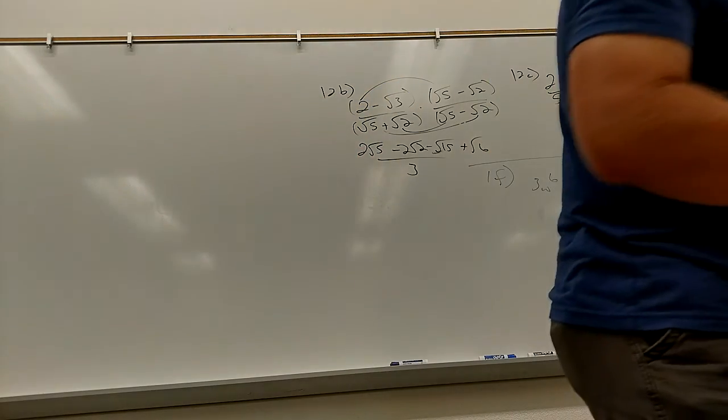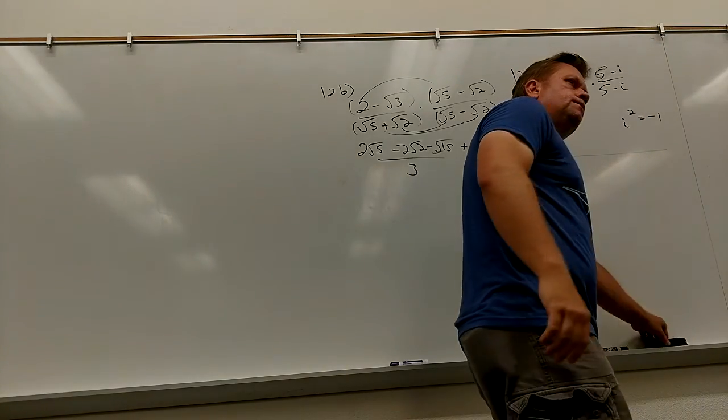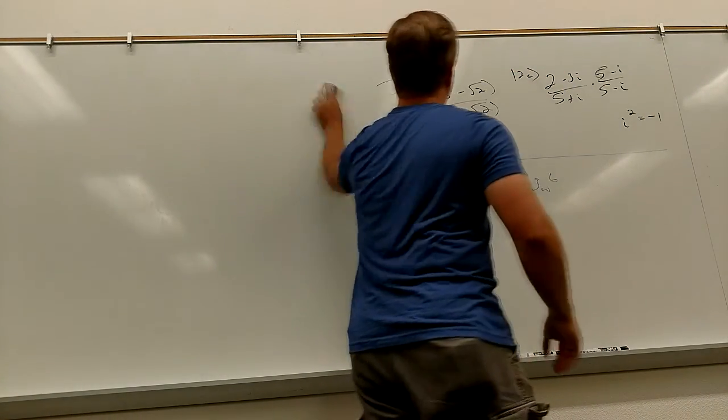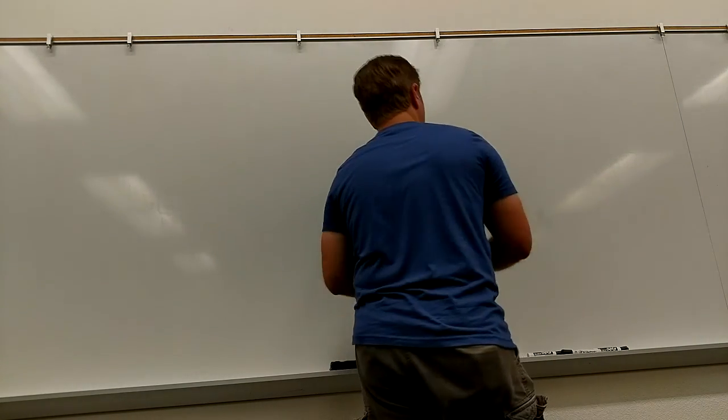For 1j with negative 27 raised to the 4/3, you make that a root, right? A cube root. Yeah, I would. And then raise the answer of the cube root to the 4th power. Exactly. You have to do that before.